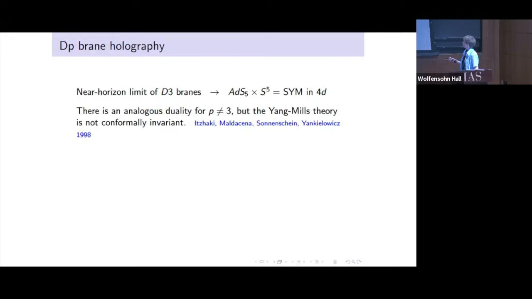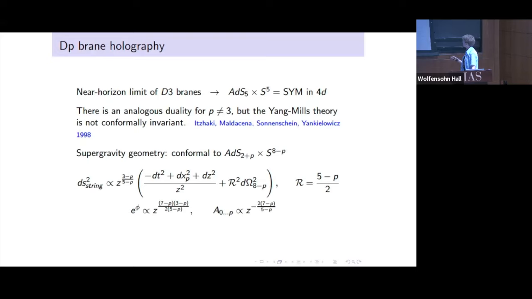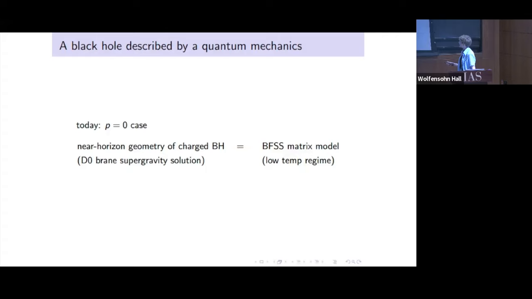In this case, we have a non-conformally invariant Yang-Mills theory with 16 supercharges, describing a supergravity geometry. The supergravity geometry is conformal to AdS_{2+p} x S^{8-p}, whereby conformal, I mean there's an overall z-dependent factor in the metric. The dilaton also has a non-trivial profile in these geometries. So today I'm going to focus on the D0 brane case, and we're particularly drawn to this case because here we have a system of quantum mechanics, which often goes under the name BFSS, dual to the near horizon geometry of a charged black hole in 10 dimensions. So a black hole described by a quantum system.